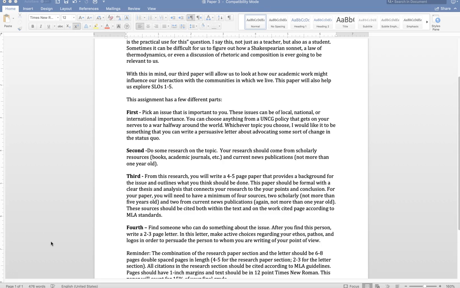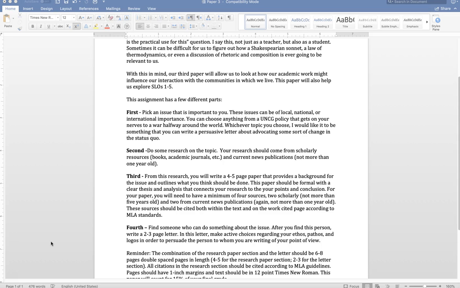citation. Okay, so that's the third part. That's the paper part of this. The fourth part is find somebody who can do something about this issue, whether it's a representative or a senator or a president or someone from a non-governmental organization or a nonprofit. Or the president of the university, et cetera, et cetera.